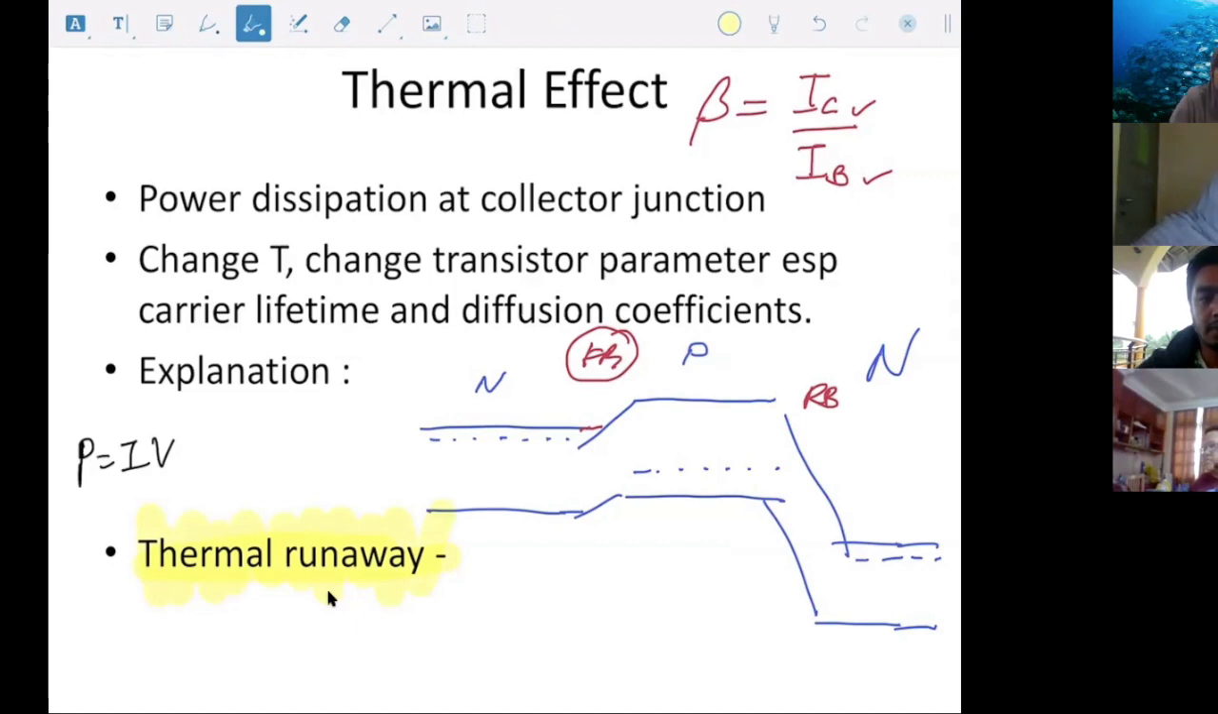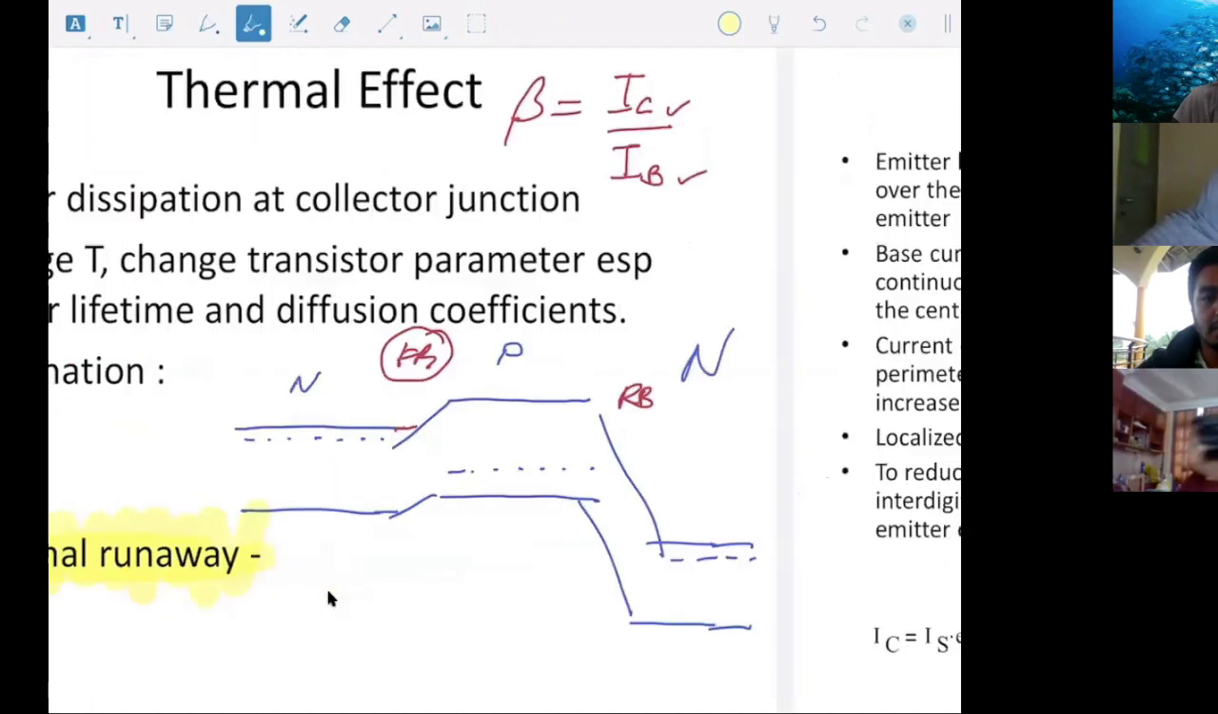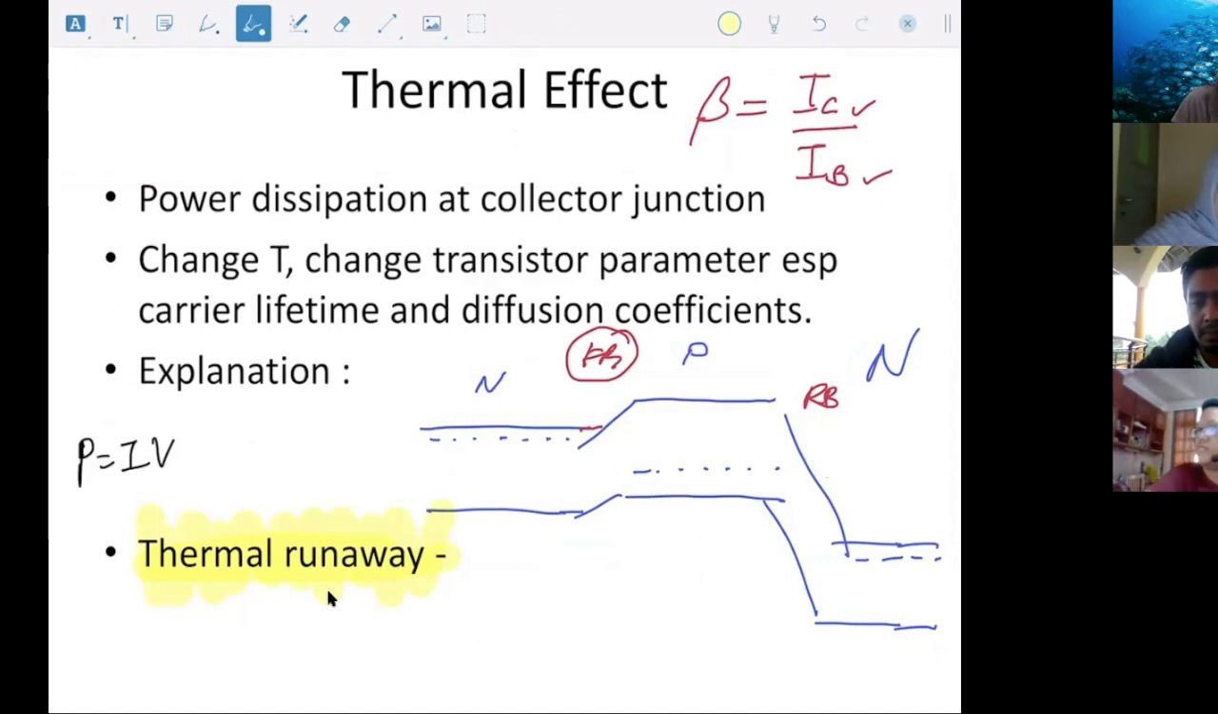Another thermal effect that we should consider is, so this is number one in the slide. I will add another thing which is not in the slide. Number one is thermal runaway. Number two, remember when we learned before in the early semiconductor device chapters, what happens if you increase the temperature inside a semiconductor material?